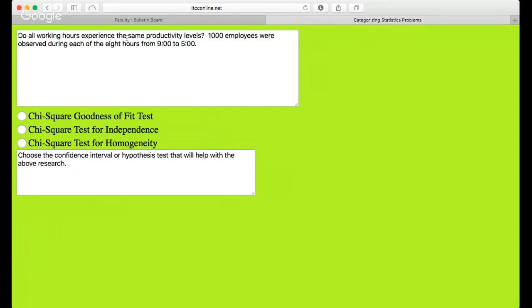All right, next one. Do all working hours experience the same productivity levels? 1,000 employees were observed during each of the 8 hours from 9 to 5. So we've got one population here. The one variable we're looking at is productivity, right? So I would say goodness of fit. It's one variable, one population, therefore goodness of fit, okay?